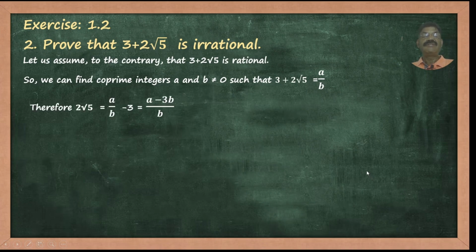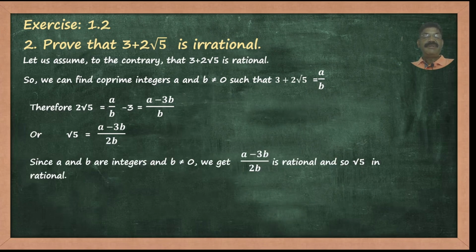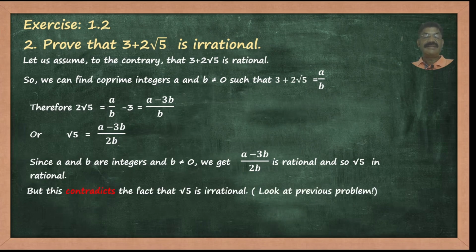Therefore, 2 root 5 is equal to a by b minus 3, which is equal to a minus 3b divided by b. Or root 5 is equal to a minus 3b divided by 2b. Since a and b are integers and b is not equal to 0, a minus 3b divided by 2b is rational because it is of the form p by q, q not equal to 0. Therefore, root 5 is rational, which is a contradiction because we have already proved root 5 is irrational. Therefore, 3 plus 2 root 5 must be irrational. This is our proof.